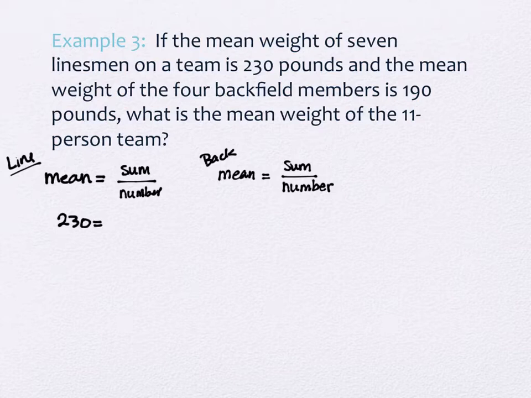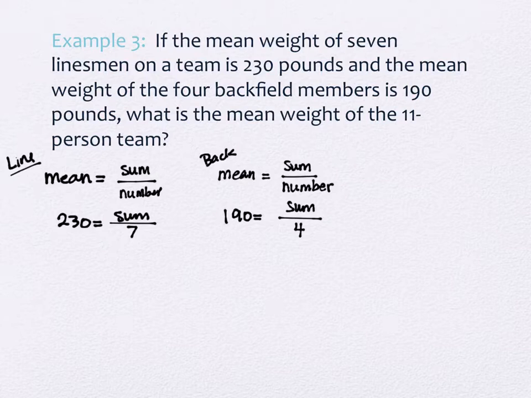230. And how many of them are there? 7. What's the mean of the backfield? 190. And how many of them are there? 4. So it would not make sense to simply add the 230 and the 190 and divide by 2, because they represent a different number of people.